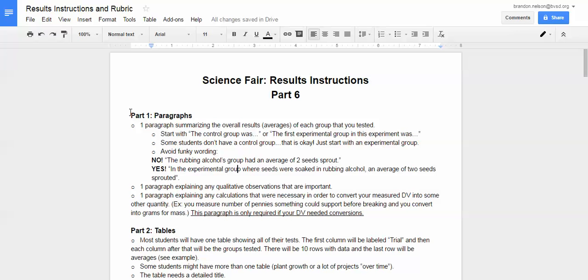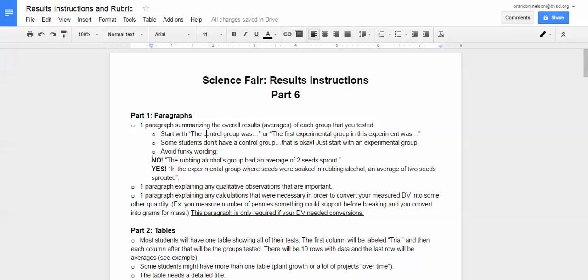The very first part of the assignment is a couple of paragraphs. Depending on your project, you might have 2 paragraphs or you might have 3. Everybody is going to have 1 paragraph that summarizes your overall results. This is just a way to tell the reader basically what happened with your data. You're not going to go into every single bit of data, you're just going to summarize it.